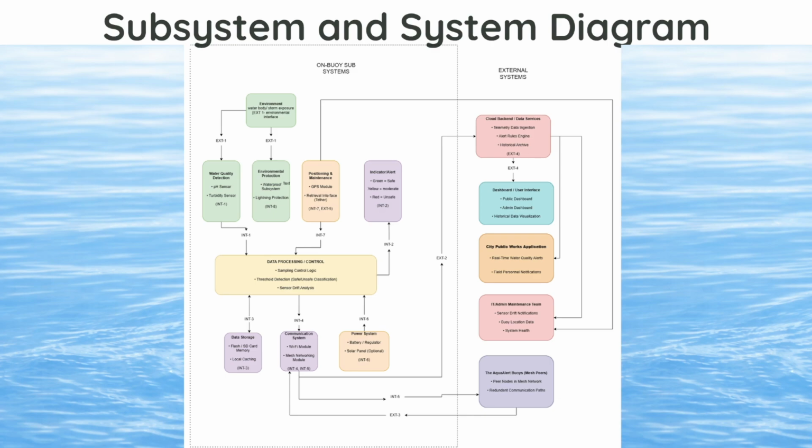So here's our system and subsystem architecture. The diagram here shows the overall system and subsystem architecture. At the edges, you will have a floating sensor buoy that collects pH and turbidity data. That data is then transmitted wirelessly to a cloud processing hub, where it is aggregated, analyzed, and checked for threshold violations or anomalies, things like that.